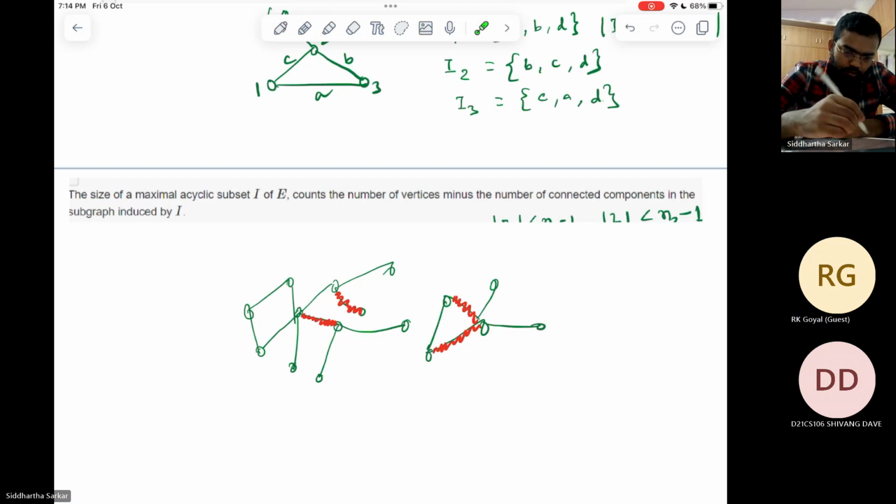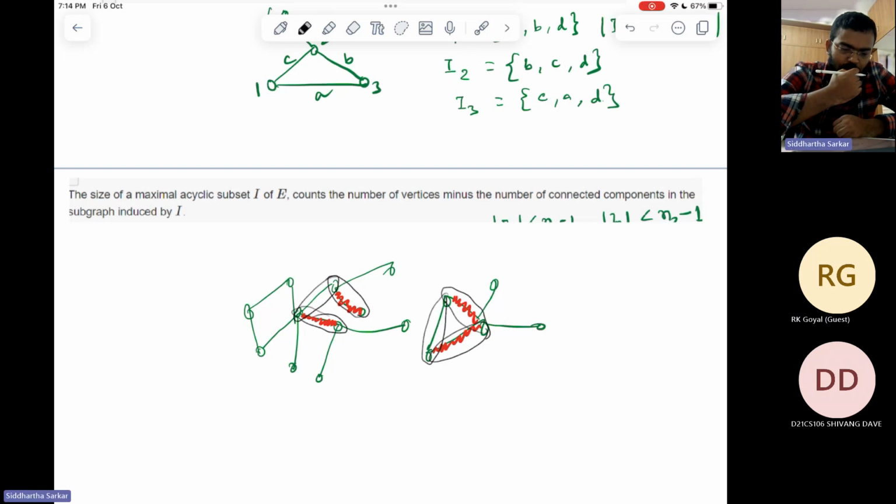Then the subgraph induced by I is the subgraph induced by the endpoints of the edges in I. So how many endpoints are there? Four endpoints here, and here only three endpoints. Now you have to take all the original edges which are between these endpoints. So which ones shall we take? We'll take this, this, this, this, this. So the subgraph induced by I may contain more edges than the number of edges in I.